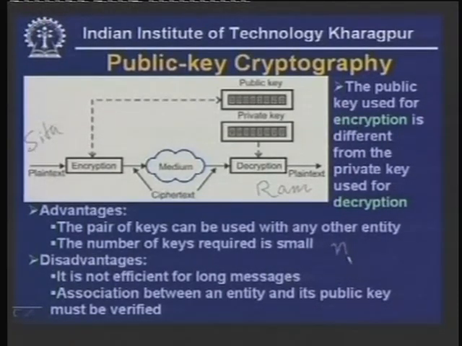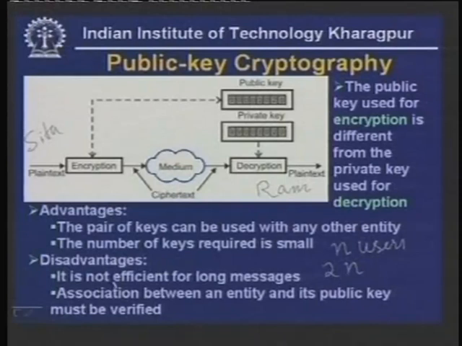Suppose you have n users. When you have n users, you require only 2n keys. So, if you have 1 million users, you will require 2 million keys in the case of public key cryptography. The main difference, as you can notice here, is that instead of using the same key for encryption and decryption, you are using two different keys, a public key and a private key. That is the basic difference between public key cryptography and symmetric key cryptography.